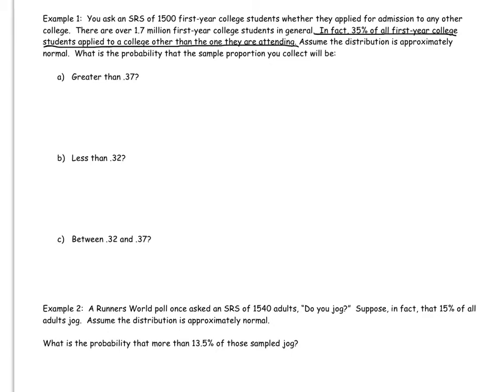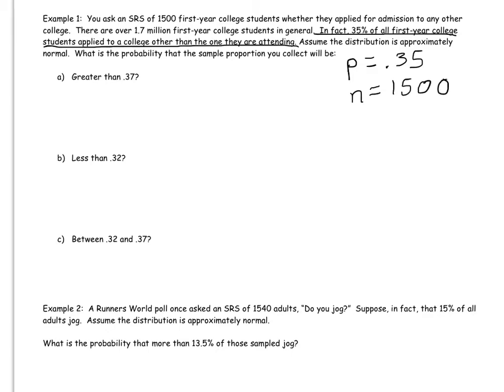Assume the distribution of sample proportions is approximately normal, and then we're going to compute these probabilities. So that 35%, that's the number that describes the population. So that's P. The sample size is 1,500.